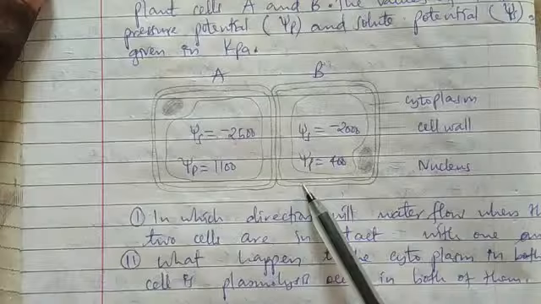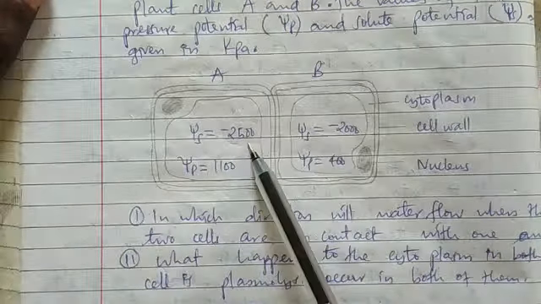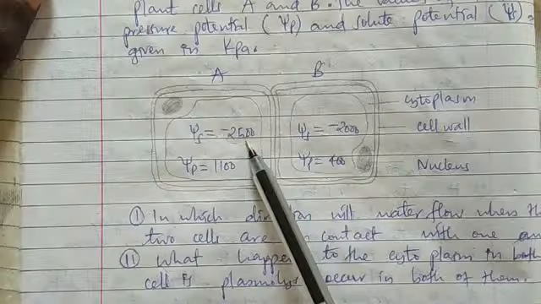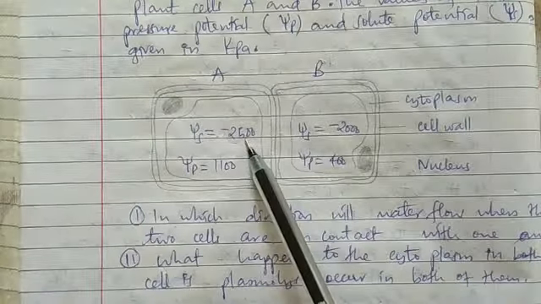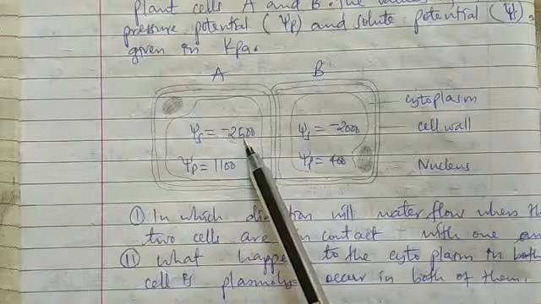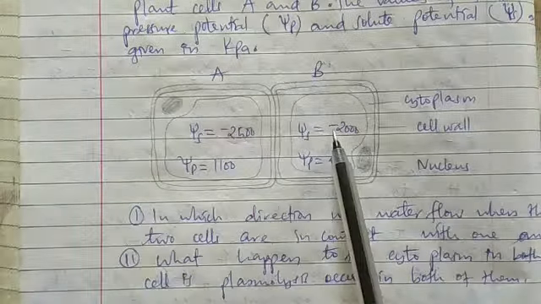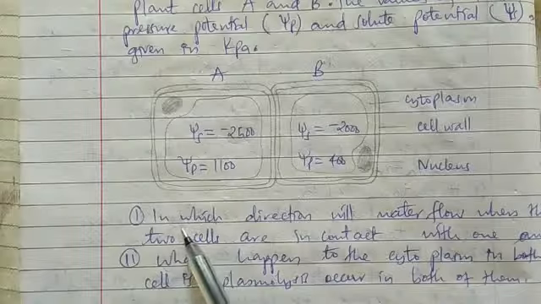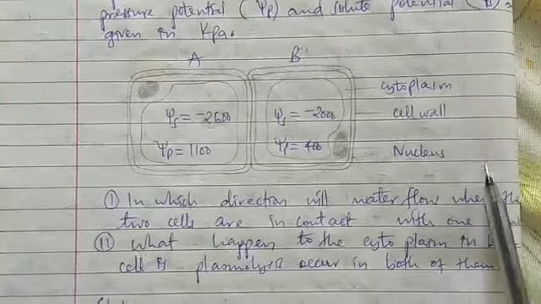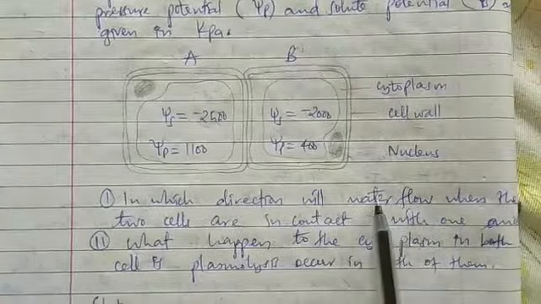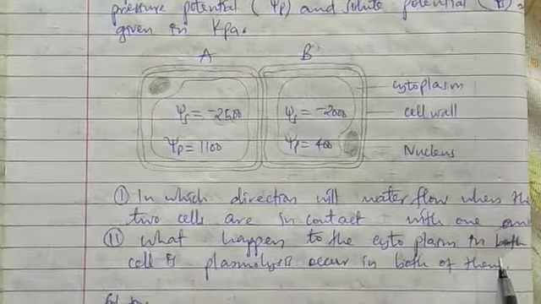By looking at the solute potential, this one has the higher solute concentration. Solute potential is negatively expressed, so if it is more negative, that means the concentration of solute is higher as compared with the other one. Now, first question: in which direction will water flow when the two cells are in contact with one another?